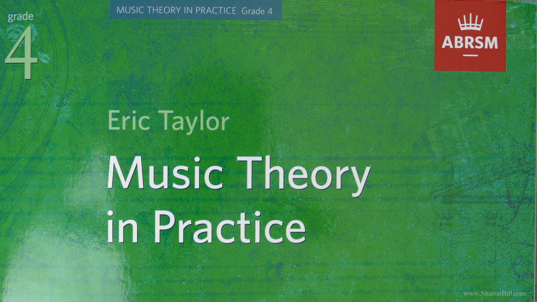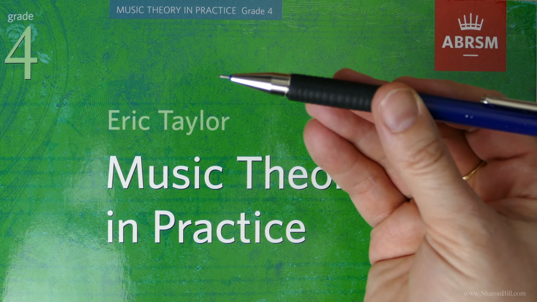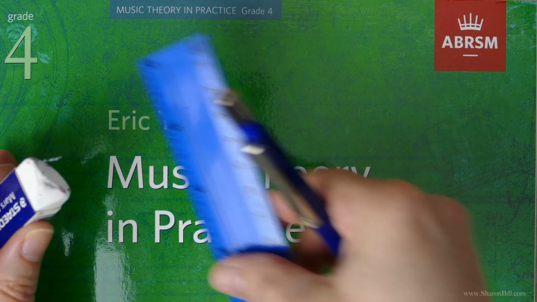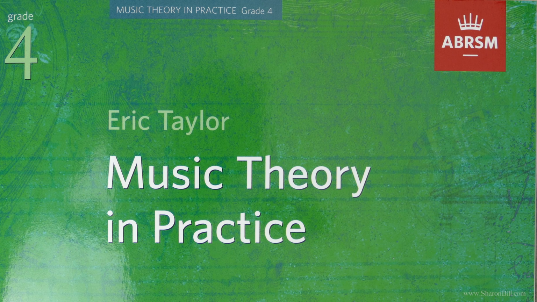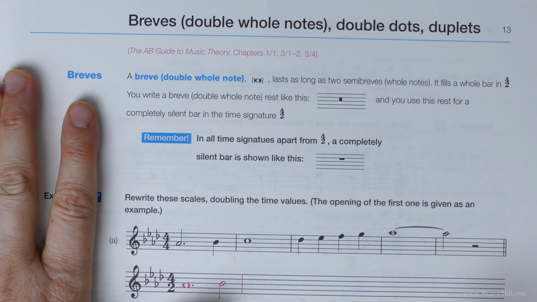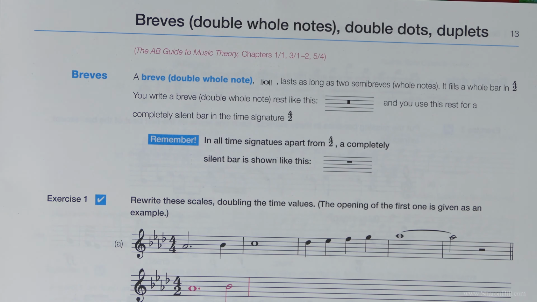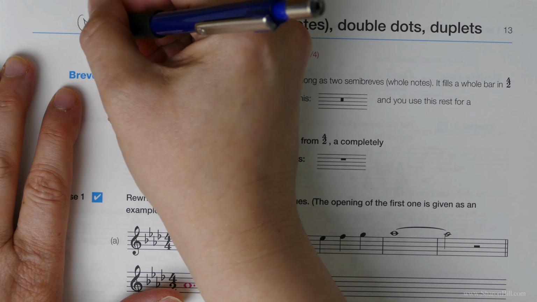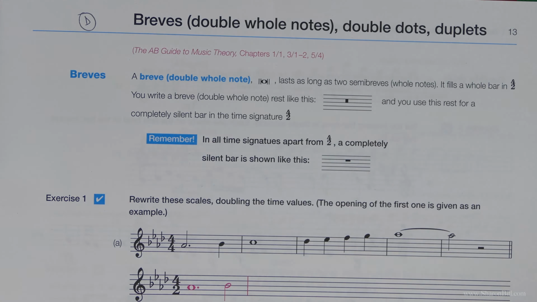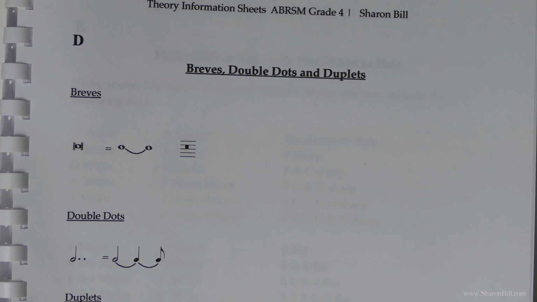And so, if you grab your pencil, a nice sharp pencil, an eraser and a ruler, we're ready to go. If you turn with me to page 13, we're going to be looking at the topic of Breves or double whole notes. I refer to this as section D, so you can turn in your PDF documents and find section D. There we go, and that's all the information easily and quickly explained.